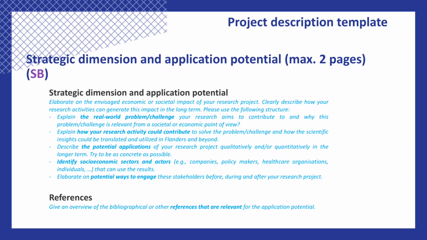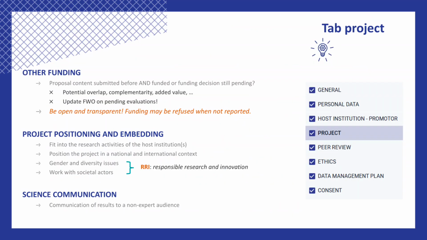Clearly describe how your research activities can generate this impact in the long term by using the structure provided in the template. If you have applied for or already receive other funding, you must mention this in the Other Funding section. Explain any overlap or complementarity, and how you will avoid double funding in case the parallel application is funded as well. Please, keep FWO informed of any outcomes.